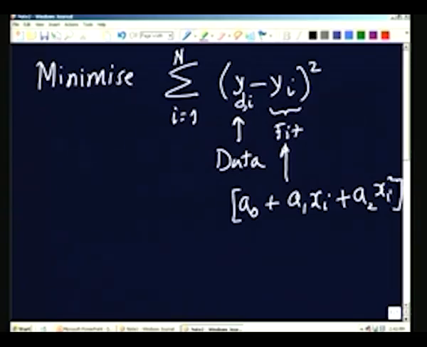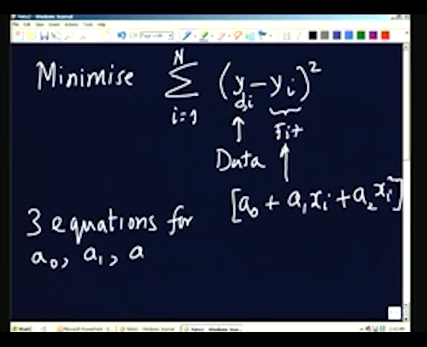So, the procedure is very similar to what we did when we were doing the linear regression model. If you remember, we were taking the partial derivative with respect to each parameter in succession and then writing the appropriate equation which makes the partial derivative 0. For example, in the case of linear regression we had 2 such equations. In this case we will have 3 equations which are required for finding out the 3 parameters a naught, a1 and a2.